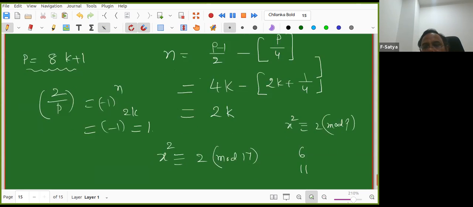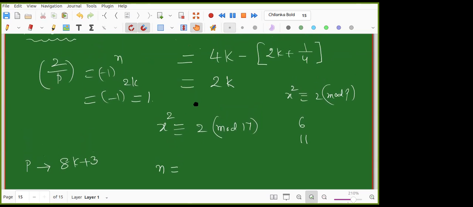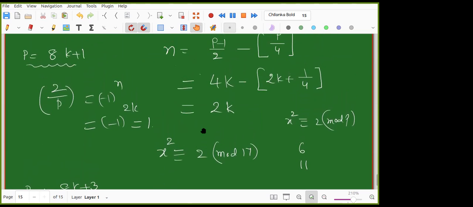We got it. Okay, now what can we say about 8k plus 3? If p is of the form 8k plus 3, can you tell me what n is equal to in this case? So n is equal to minus 1. Oh, sorry, n is equal to 2k plus 1.